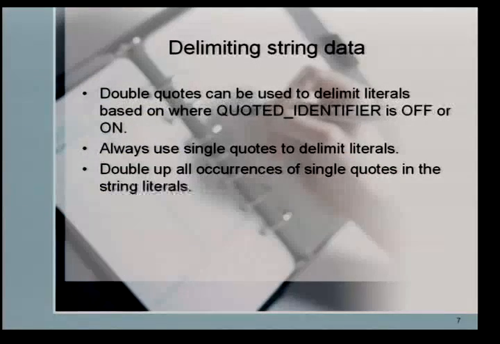Delimiting string data. These are like constant strings. Again, even here, you can either use double quotes or you can use single quotes. Just like before, double quotes is based on this connection-based setting. So if the setting is off, then, in this case, actually, you can use them as the delimiters. If it is on, then you cannot use it. But you can always use single quotes as the delimiters for string data. And any occurrences of single quotes within the string data, you just need to double them up.